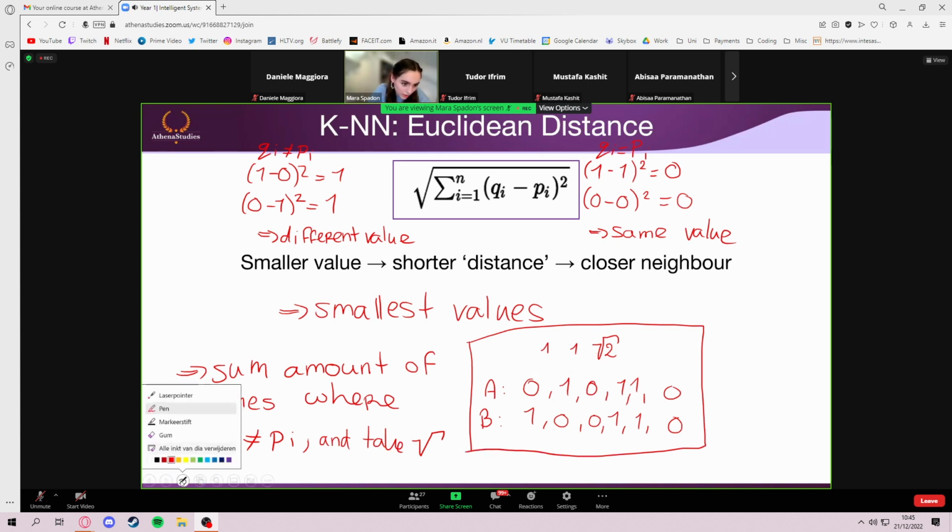So let me just take another color. Here they are different because we have 0 and 1. And here we have 1 and 0. For the rest, they are the same, right? This is 0 and 0. This is 1 and 1, 1 and 1, 0, 0.